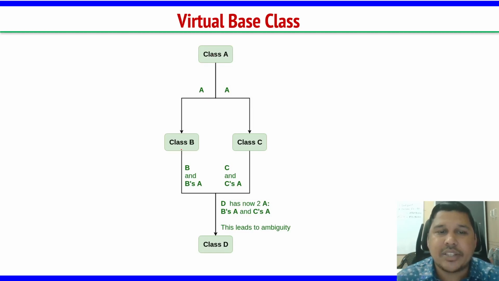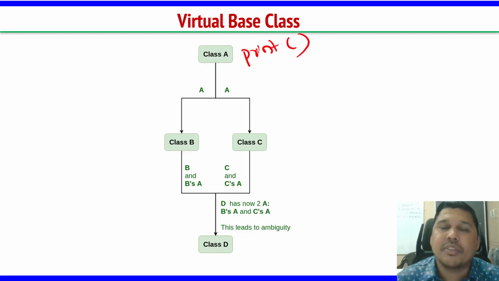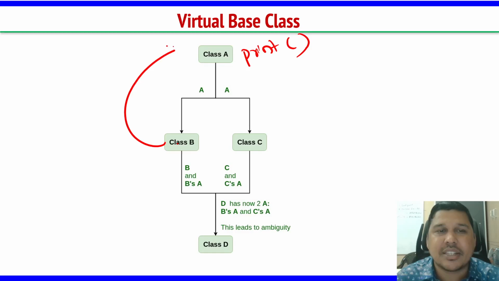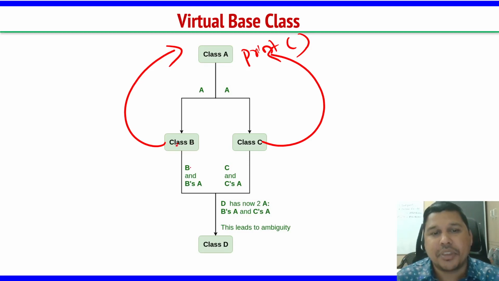See, class A is there, class B and C are derived from A. So assume class A is having a function print, which class B and C can derive. Class B has the privilege to access this. Class C also has the privilege to access the print function. Now, from class B and class C, we are having one more derived class D.